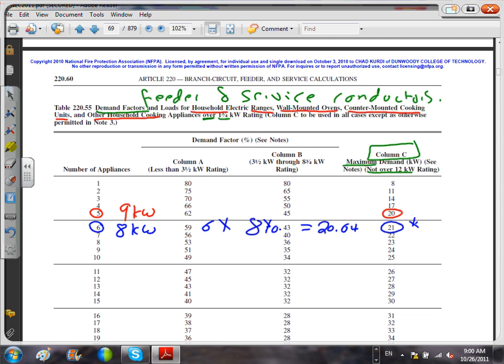So this one gave you 21. This one gave you 20.64. Which one are you going to be using? The smallest number. That's why we default to the smallest number, not the largest. The one that gives you more demand is the smallest number. We did it with Gary, our electrician. But you see the logic behind it? Isn't the smallest number less demand rather than more demand?